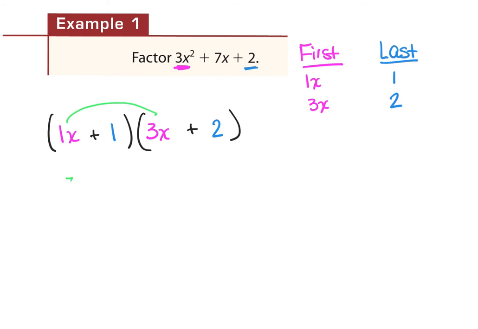1 times 3x, that's 3x squared. 1x times 2, that's 2x. 1 times 3x, that's 3x. 1 times 2 is 2. I have a little bit of a situation here. When I combine those, what am I going to get? What do I want? We have a problem, right?